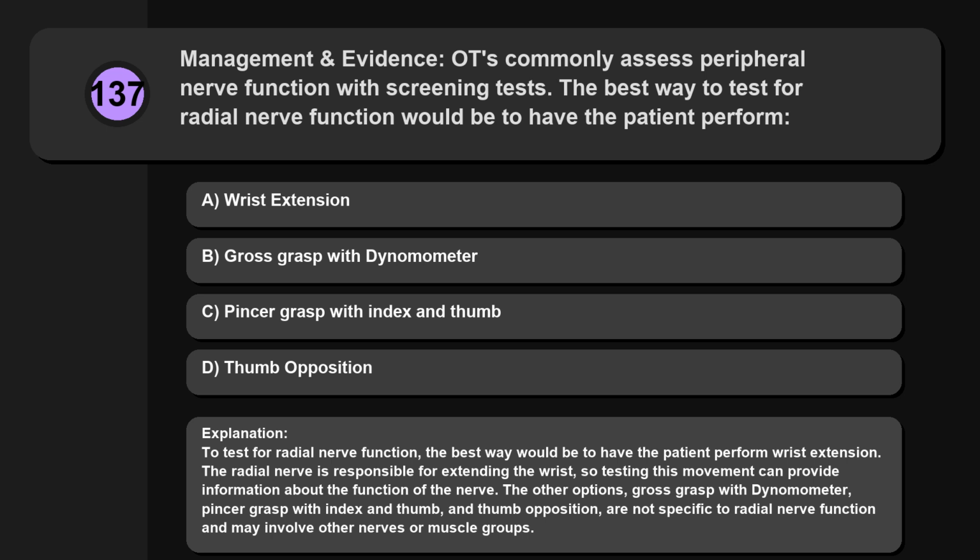To test for radial nerve function, the best way would be to have the patient perform wrist extension. The radial nerve is responsible for extending the wrist, so testing this movement can provide information about the function of the nerve. The other options, gross grasp with dynamometer, pincer grasp with index and thumb, and thumb opposition, are not specific to radial nerve function and may involve other nerves or muscle groups.